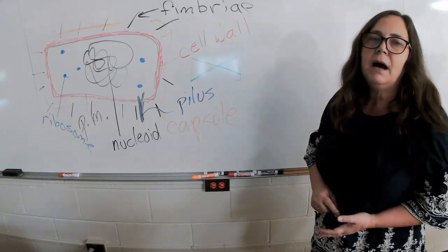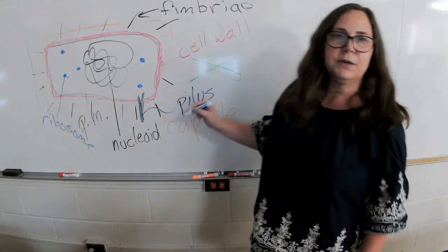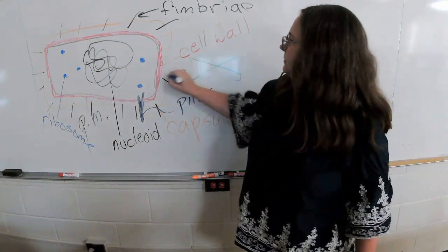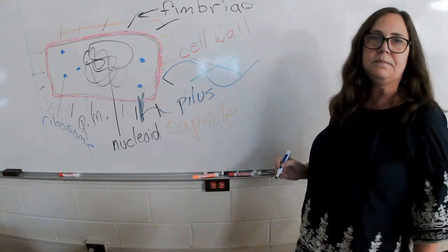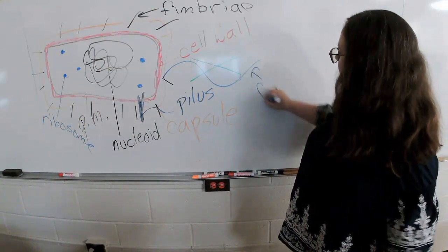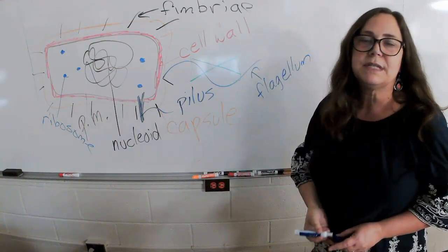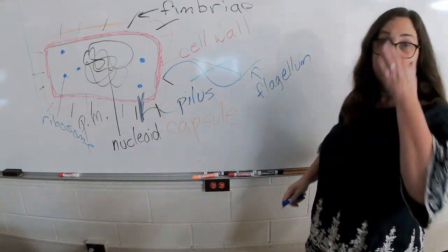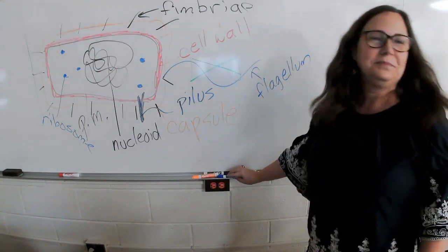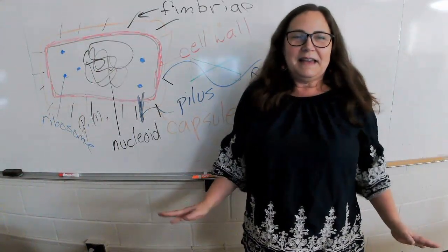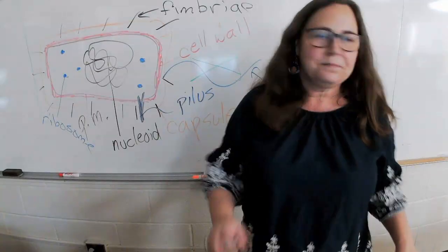And then sometimes the bacterial cell will have a flagellum, which of course is for locomotion or swimming. So I think that covers it.